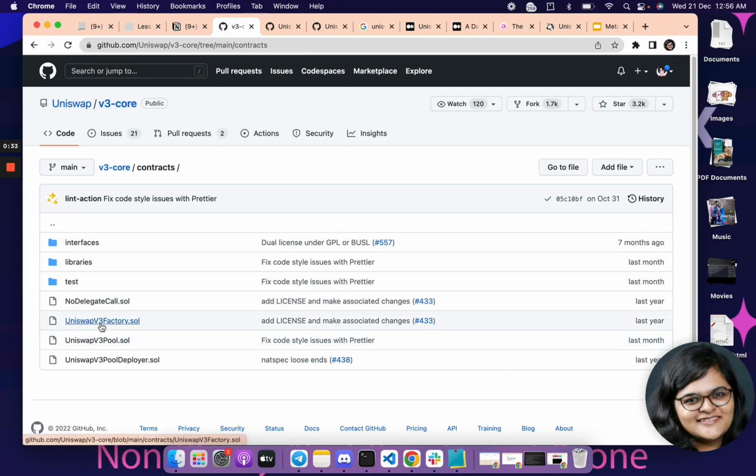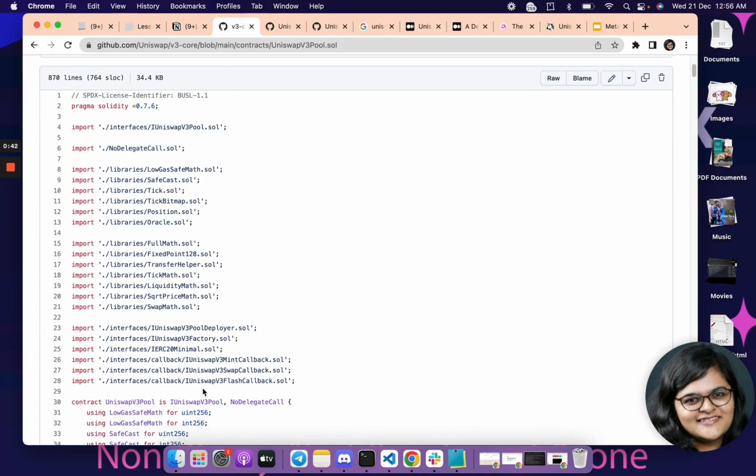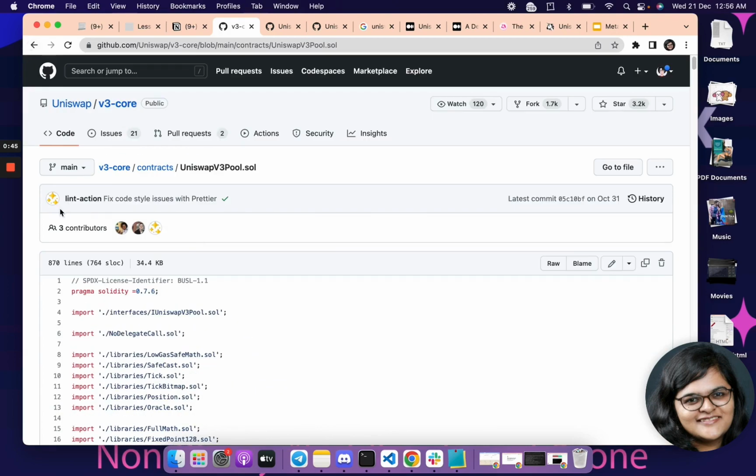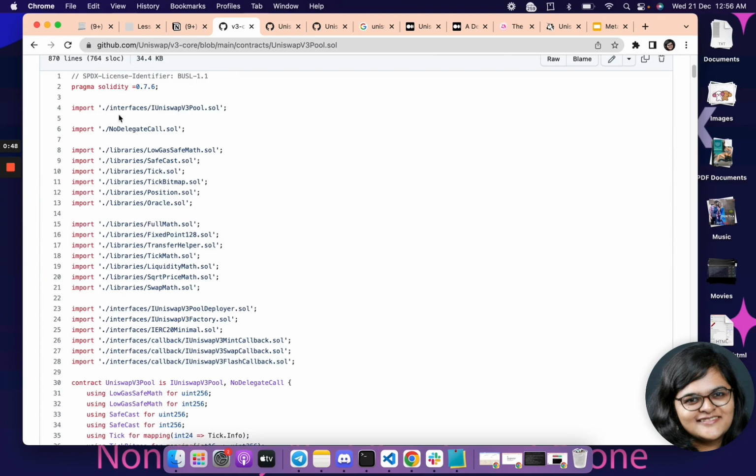We have already taken a look at the factory contract in the earlier lesson. So now we'll be exploring the pool and the pool deployer. The pool deployer is a smaller contract and fairly simpler, whereas this one, as you can see, is 870 lines. It has a couple of functionalities, most of which it inherits from different libraries, like low gas, safe math, safecast, tick. All of these tick related libraries are the ones that are used. The concept of tick is basically being used to define those price ranges that you would use when you are going to provide concentrated liquidity, which is one of the prominent features of V3.